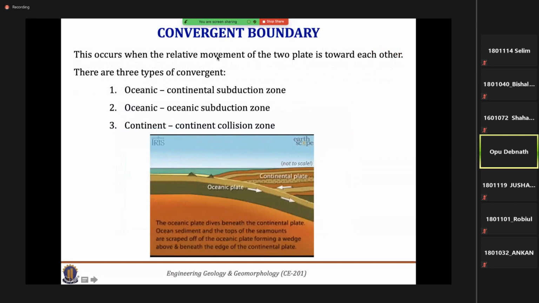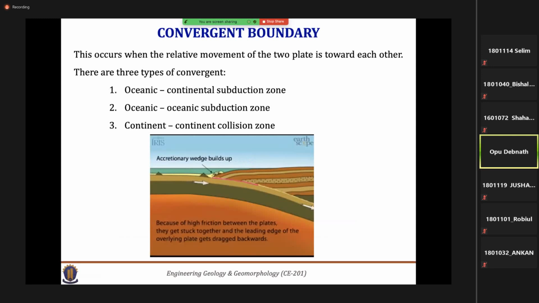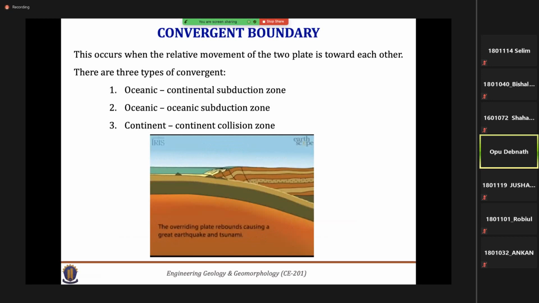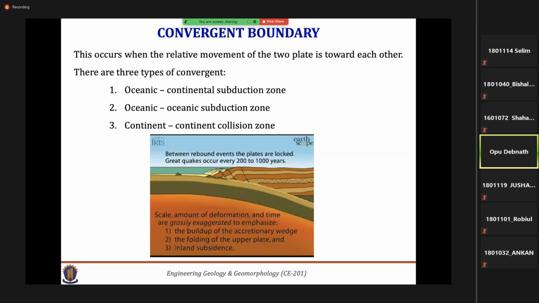The next one is the convergent boundary. The convergent boundary is actually opposite to a divergent boundary. In a convergent boundary, suppose one plate is fixed and another one is moving towards this plate. That means there is a chance of collision. That means two plates are sliding with respect to one another in vertical direction. Based on the movement, this convergent boundary is again classified into three categories: first the oceanic continental subduction zone, then the oceanic subduction zone, and the continental continent collision zone.